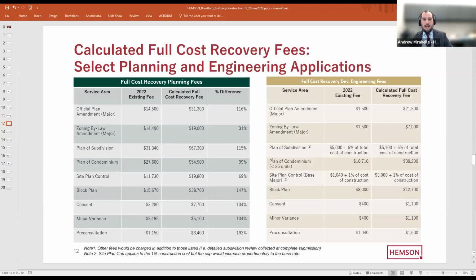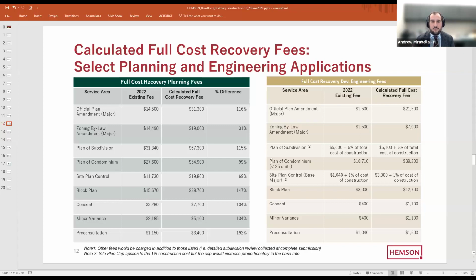And when we do the analysis, because of the way the fees are set, we do everything on an application by application basis, and the fee increases required are going to be different by different components of different applications. The tables here are pretty detailed, so I won't go through all of them, but I do want to highlight, obviously, the green table is our full cost recovery planning fees. The gold table is our full cost recovery development engineering fees.